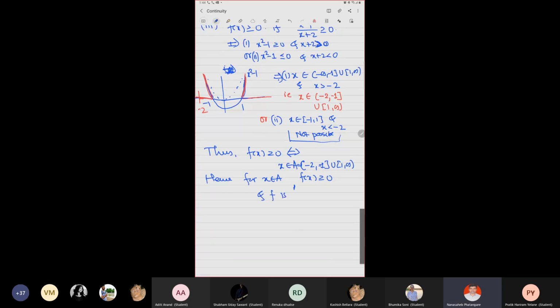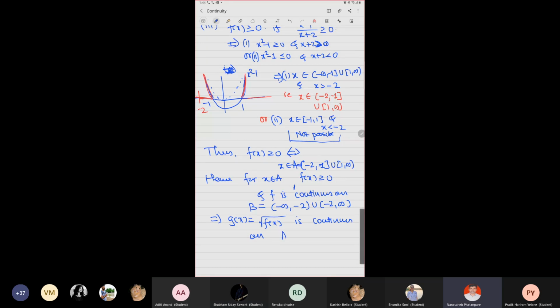And f is continuous on -infinity to -2 union -2 to infinity. And therefore, g of x equal to the square root of f of x is continuous on what? Which set? The intersection of A and the set on which f is continuous. So let us call this B.